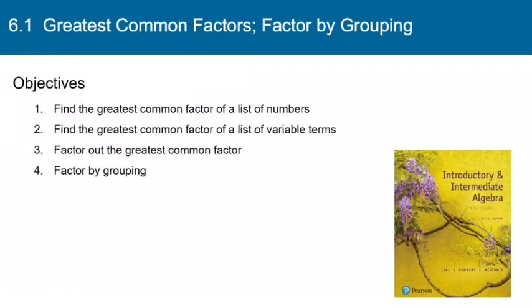Today we're in section 6.1 and we're going to be factoring out the greatest common factor from a polynomial, and I'm also going to show you how to factor by grouping. Our objectives for today are first to learn how to find the greatest common factor of a list of numbers. Then we'll talk about how to find the greatest common factor of a list of variable terms. And then I'll show you how to factor out the GCF, and we'll talk about another method of factoring called factoring by grouping. Here we go.